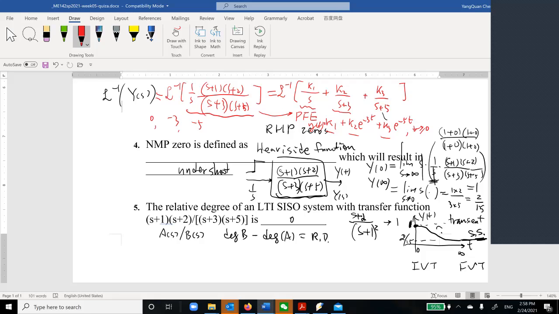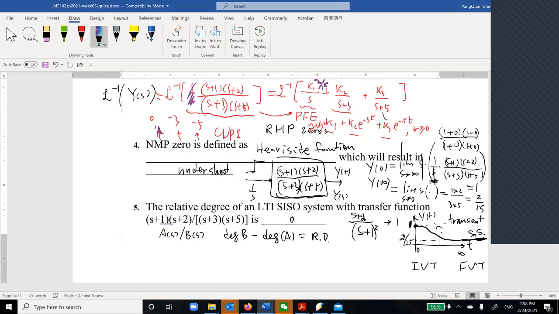So we want to tell you we have a trick here. It's called CUPI, okay? So CUPI: cover up and plug in all these roots. So let us cover up this factor. I plug in 0. So you have 0 in here. So I know that K1 will be 2 divided by 15. Okay, so this is simple.